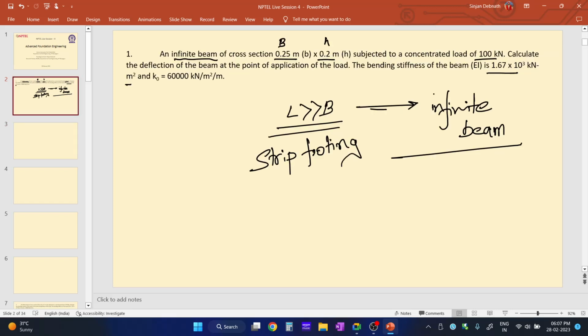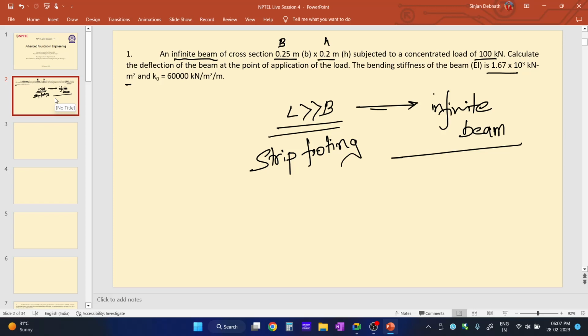So what is an infinite beam? I will just brief a bit, and you are recommended to go through all the lectures, because if you follow the lectures closely, you will understand all the derivations. Strip footing, you all know, has a length that is very long compared to its breadth. The B and H, 0.25 meter and 0.2 meter, are the cross section of the beam.